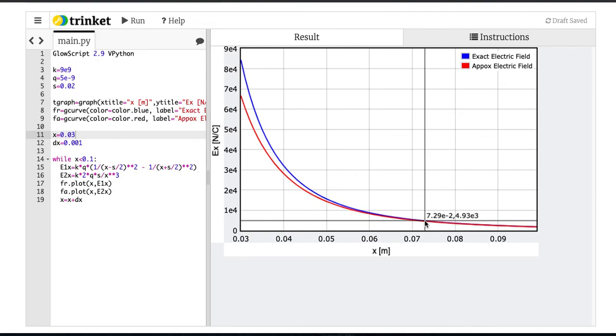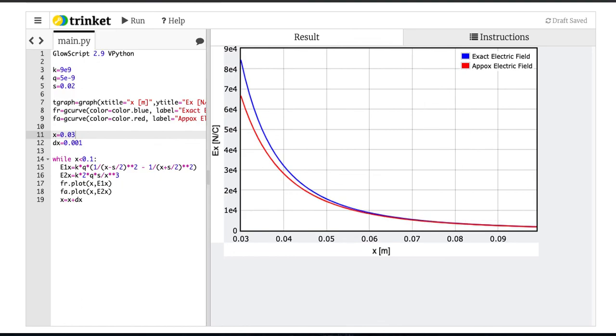But remember that this approximate form only works, first, on the x-axis, along the axis of the dipole. If you move off of that, it doesn't work. Second, it only works when you're further away. So it's an approximate value, but it's super useful, and you can use it in a lot of situations.